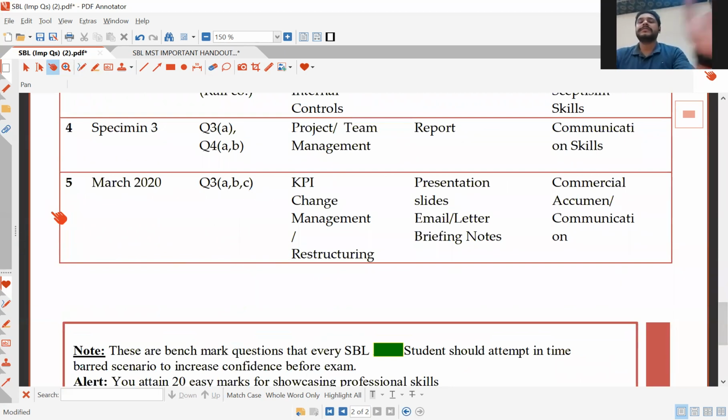Then we have another topic, the last topic. If you want to revise commercial acumen and communication skills along with the format of presentation slides, emails, letters, and briefing notes, and you want to revise the topics of KPI, CSF, change management, and restructuring, you can go to question number 3, A, B, and C, March 2020.